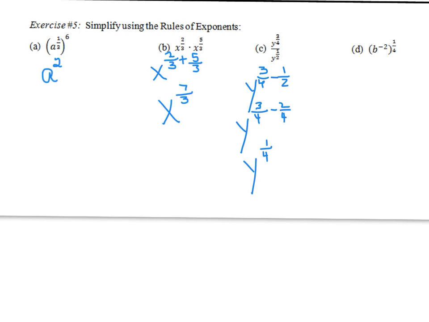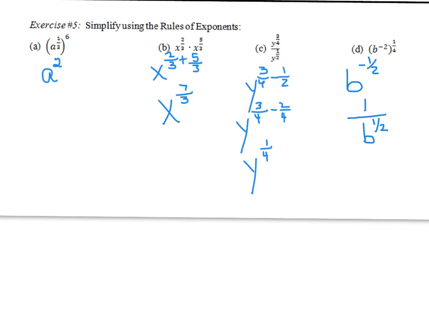For the last part, I've got b to the -2 raised to the 1/4. I'm going to first of all use my rules of exponents to say when I'm raising a power to another power, I'm going to multiply my exponents together. So that gives me b to the -2/4. But -2/4 is the same as -1/2. Now I never want to leave a negative exponent in my answer, so I'm going to rewrite this as 1 over b to the 1/2. So I made that exponent positive by moving the b to the denominator, and that changes the exponent to positive 1/2 instead of negative.